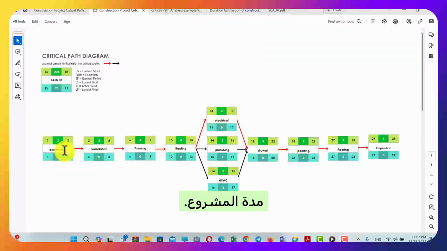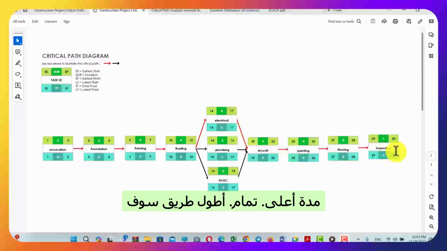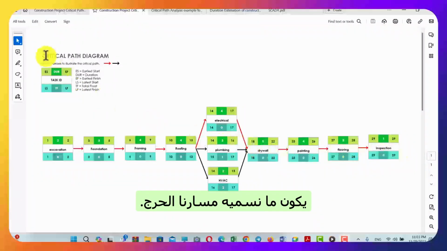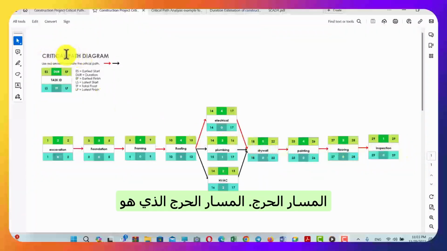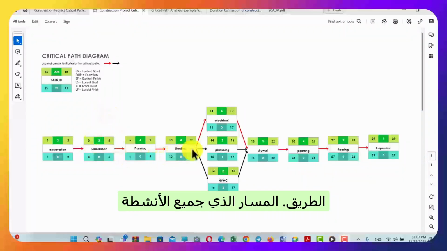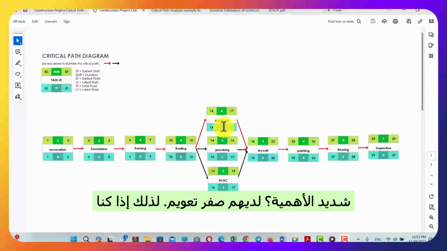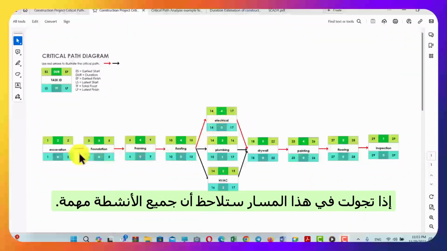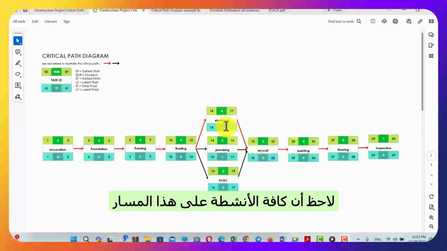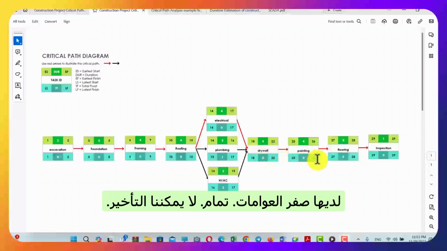So this is the duration of the project. The path with the longest duration, the higher duration, is what we call our critical path. The critical path is the path on which all activities are critical. Again, what do you mean by critical? They have zero float. So if we go around this path, you will notice that all activities on this path have a zero float.